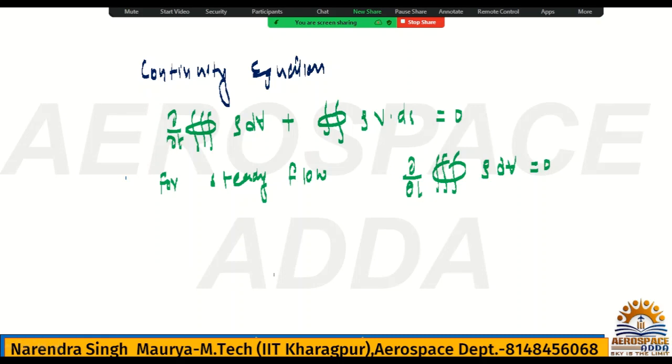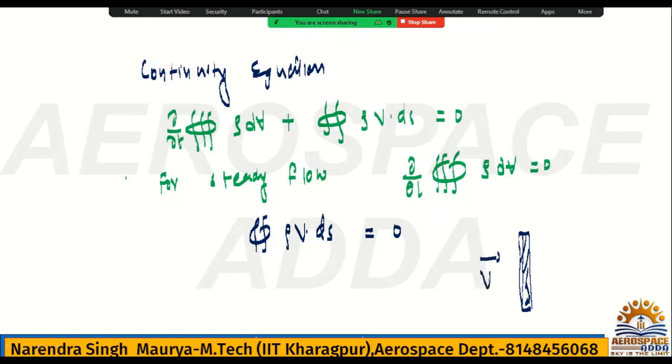We will have the double integral of rho v dot ds equal to 0. ds is the area. Here, we have velocities v1 and v2. If this is the shock, then for this shock the area, on both sides, upstream and downstream, will be the same. The velocity on this side is v1, and here it is v2, and the density here is rho 1, and here it is rho 2.